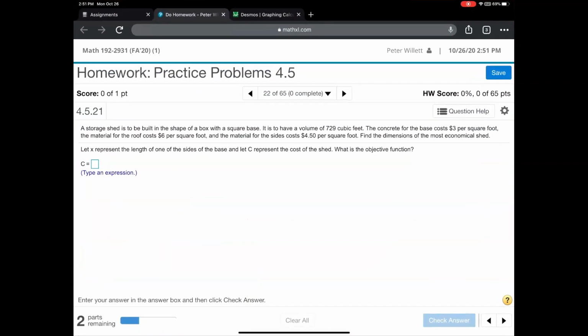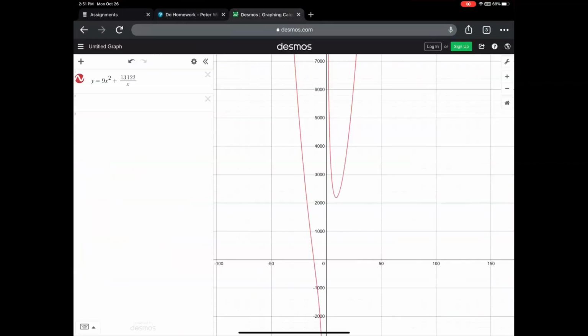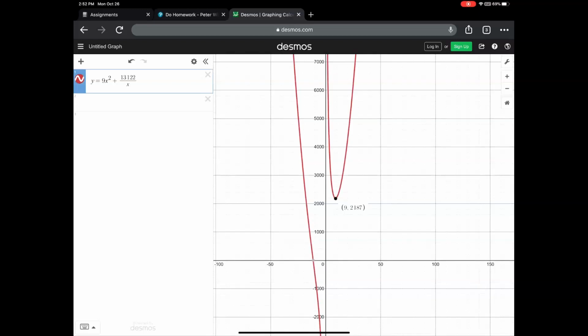Somewhere I have my Desmos. You get this graph. If you see here, I entered into the Desmos calculator 9x squared plus 13,122 over x. And I get this function, and you can see it does some stuff over on the negative side, but on the positive side, it's kind of like a big U shape. And if I go to the bottom of that, then you can see the minimum value is at 9.